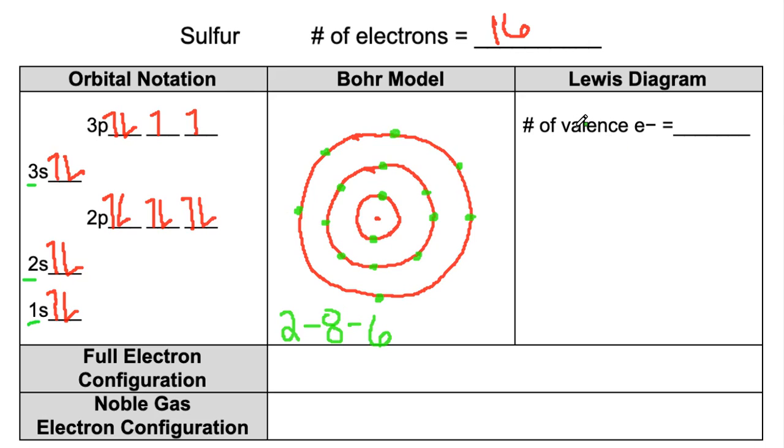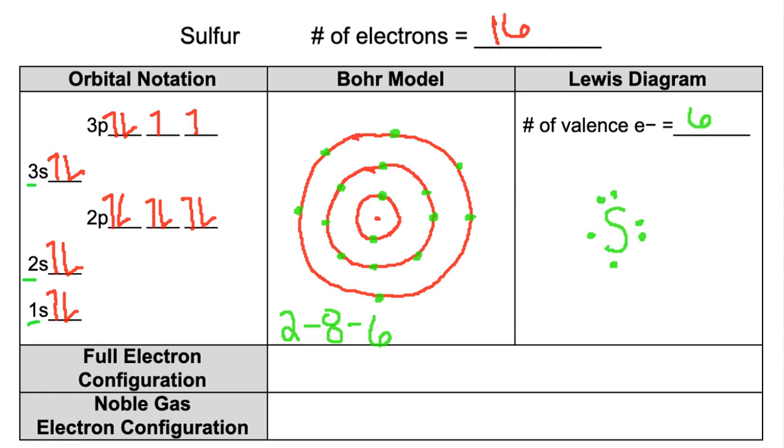Number of valence electrons. These are the electrons on the outermost s and p sublevels. So 3s and 3p are our outermost s and p, and there are a total of 6 electrons there. The symbol for sulfur is S, and if there are 6 valence electrons, I would draw 6 dots around the sulfur.